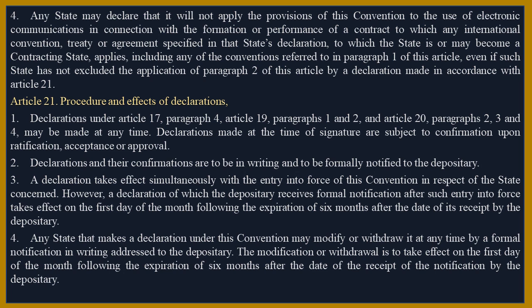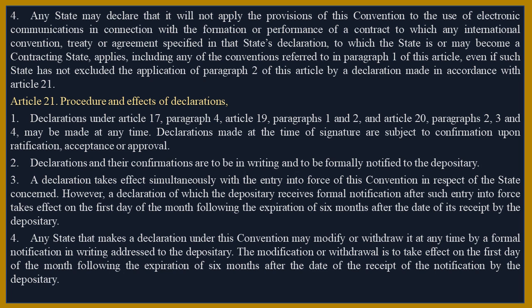4. Any state may declare that it will not apply the provisions of this convention to the use of electronic communications in connection with the formation or performance of a contract to which any international convention, treaty or agreement specified in that state's declaration, to which the state is or may become a contracting state, applies, including any of the conventions referred to in paragraph 1 of this article, even if such state has not excluded the application of paragraph 2 of this article by a declaration made in accordance with Article 21.